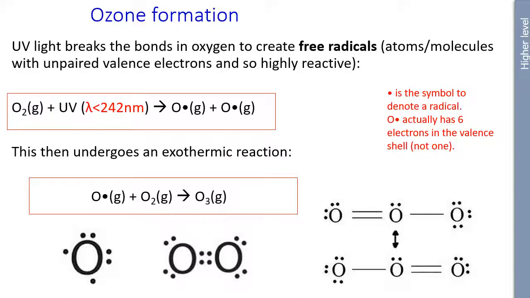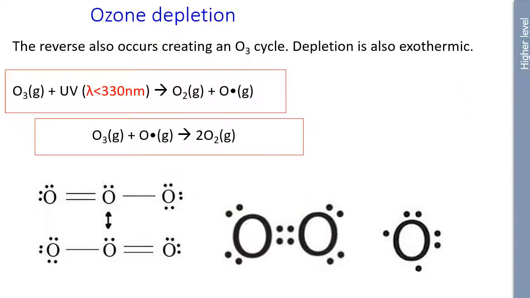So oxygen plus UV radiation with wavelengths less than 242 nanometers will give 2 free radicals, which then undergo an exothermic reaction with the free radical reacting with oxygen to form ozone. And the reverse also occurs, creating the ozone cycle. So ozone plus UV with wavelengths of 330 nanometers, you have oxygen plus the free radical, and that free radical interacts with the ozone to form oxygen back again.